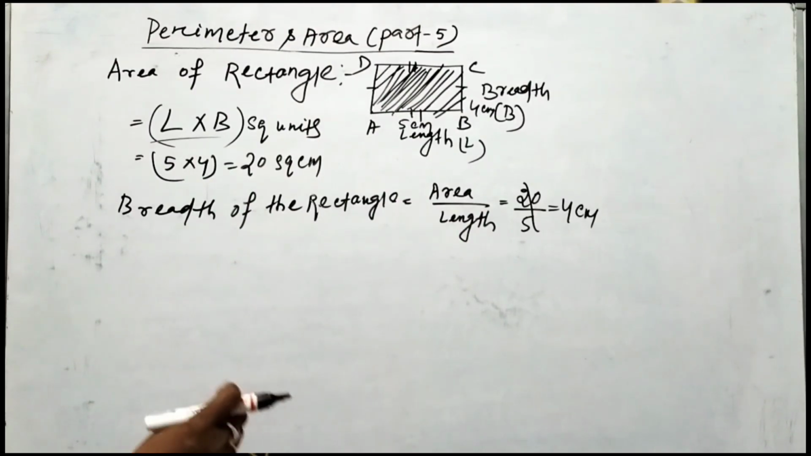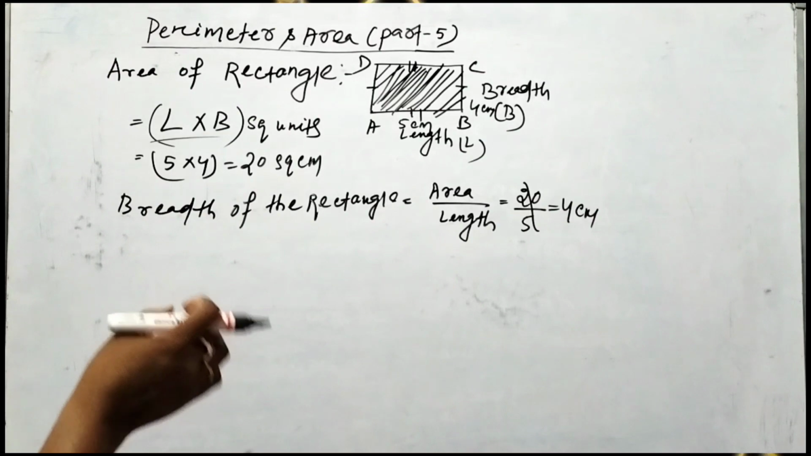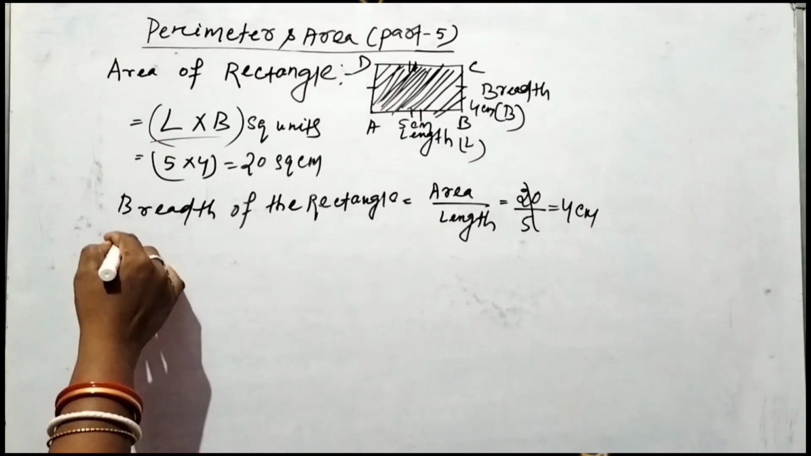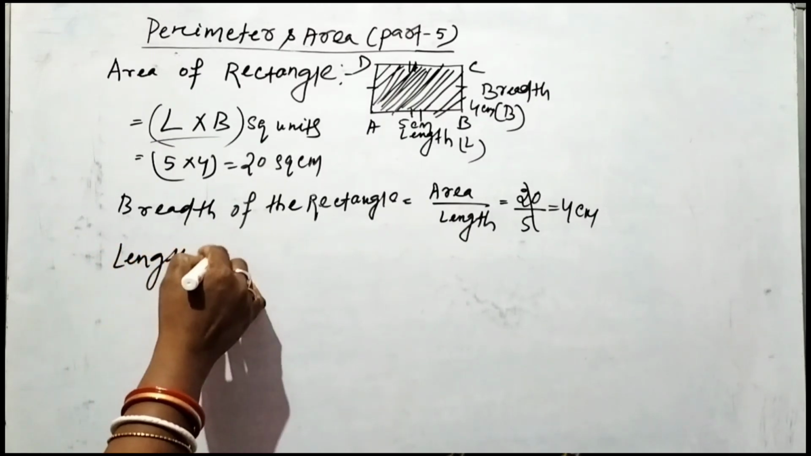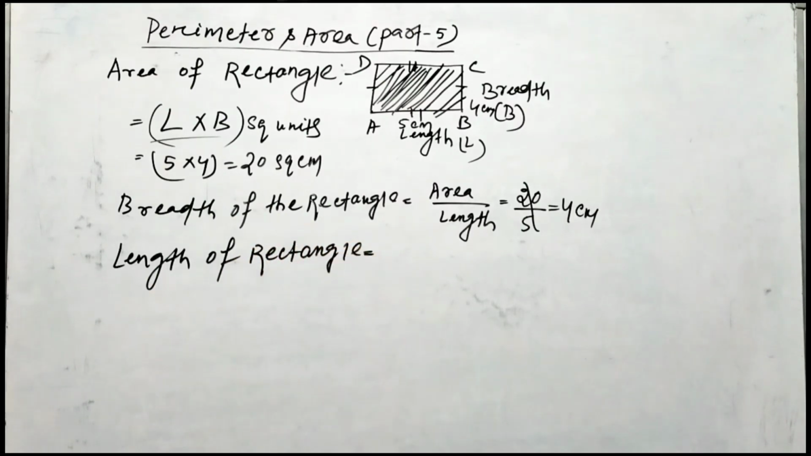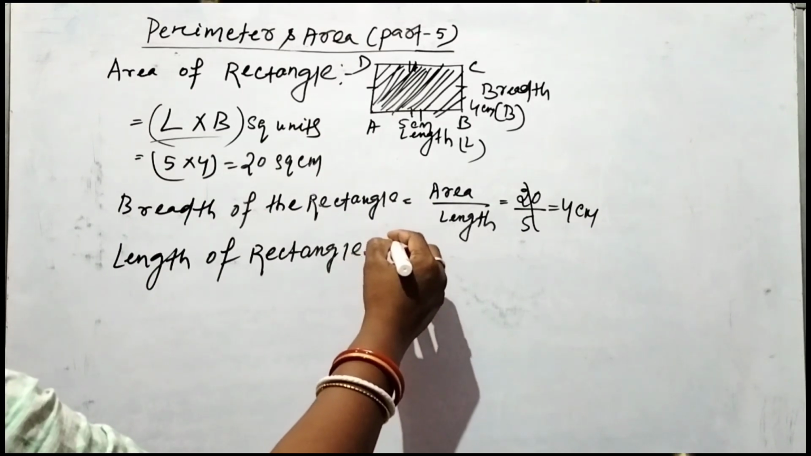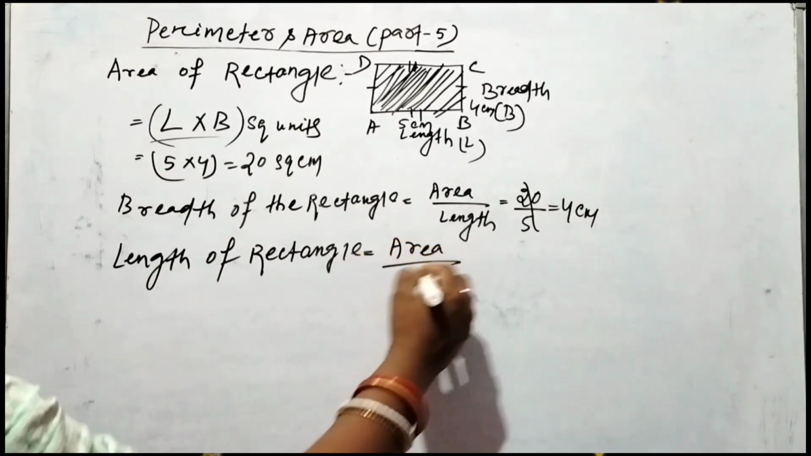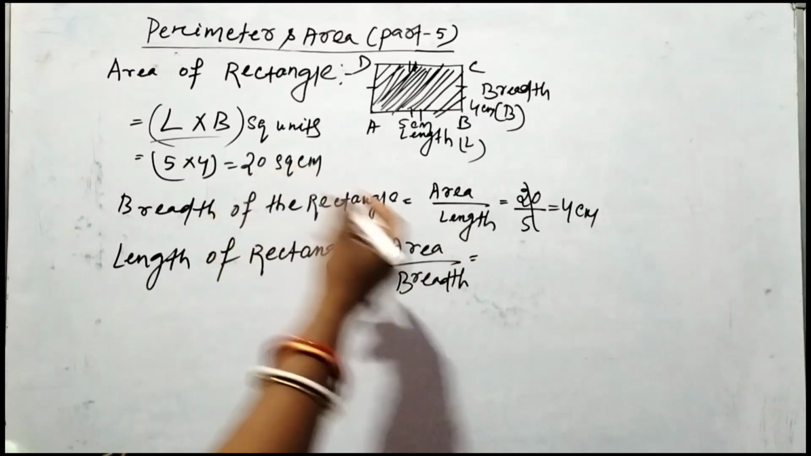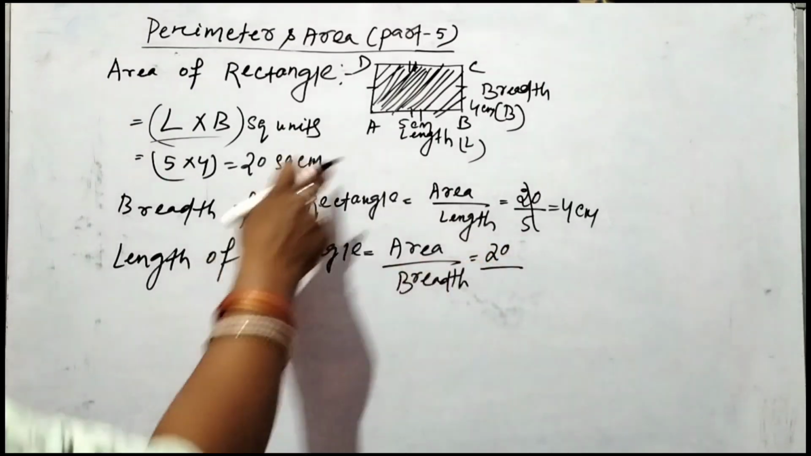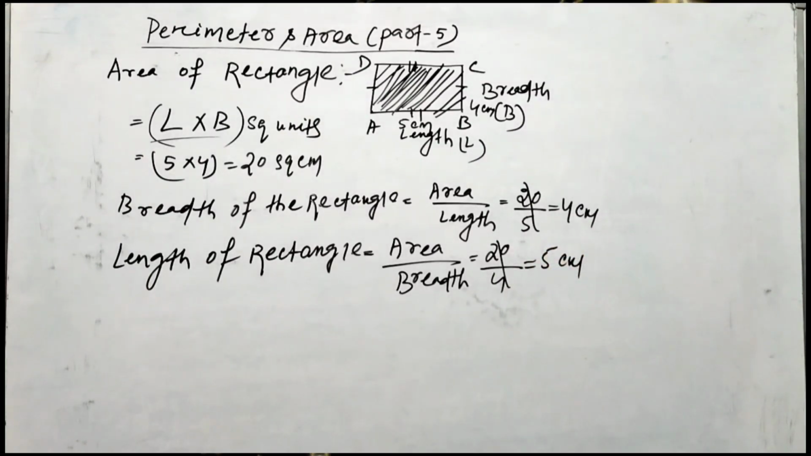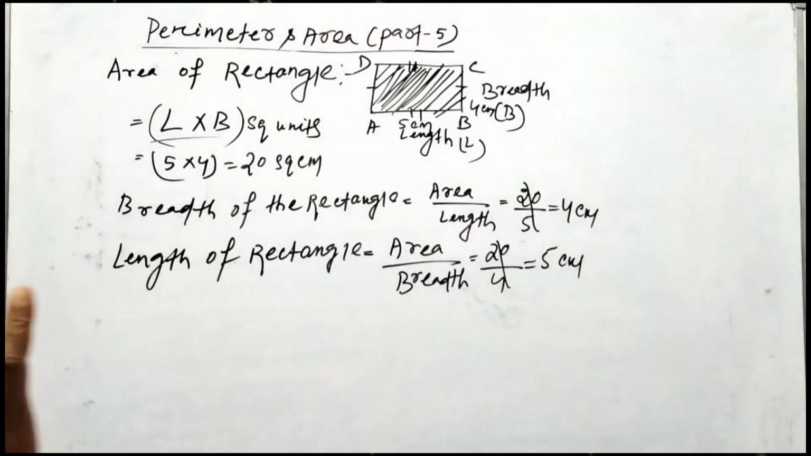If the area is given and the length is given, the breadth of the rectangle is equal to area by length. Suppose the question asks how to find out the length of the rectangle. The length of the rectangle is equal to area by breadth. Area is 20 square centimeter by breadth 4, so the length of the rectangle is 5 centimeter.